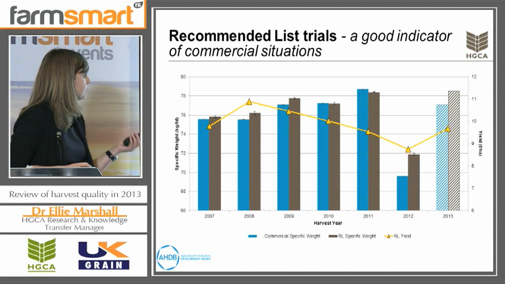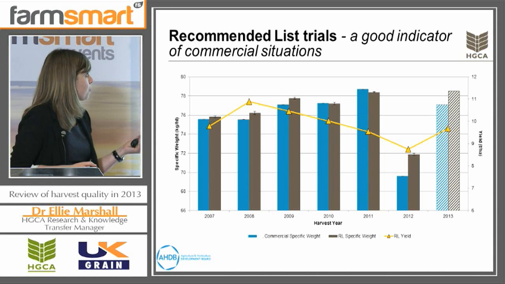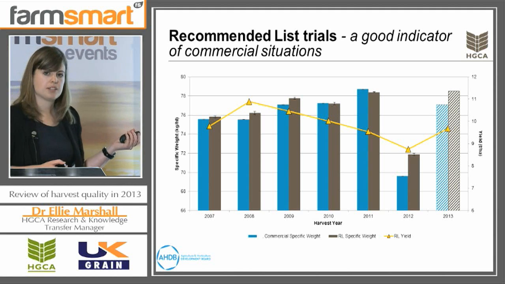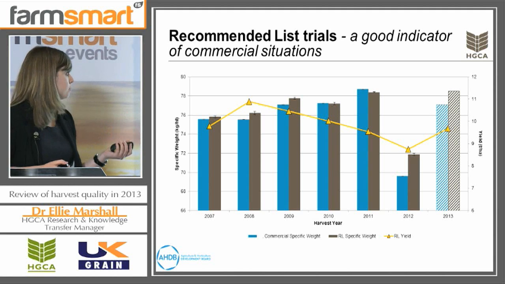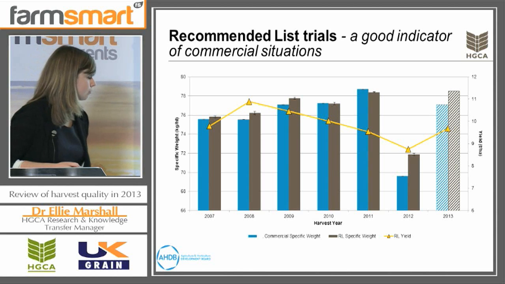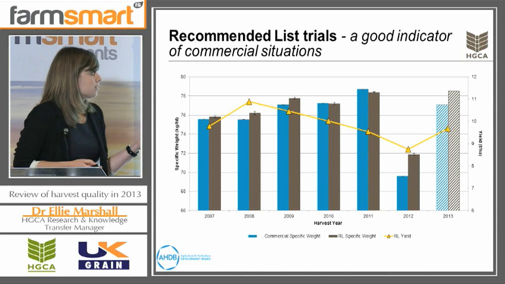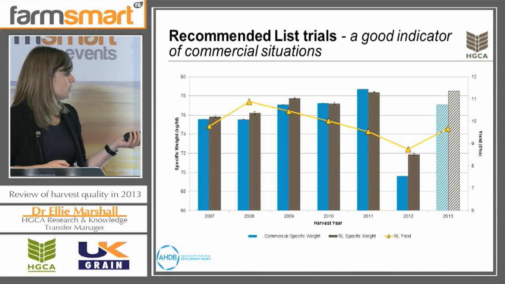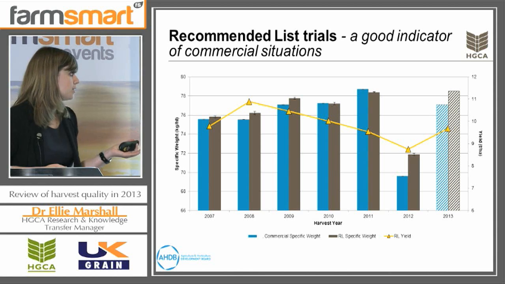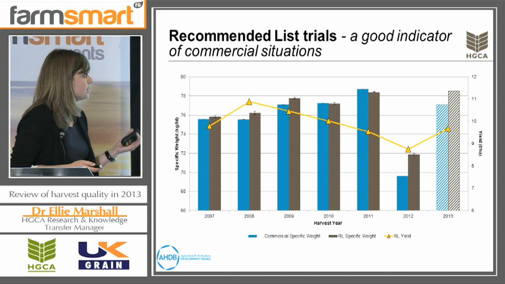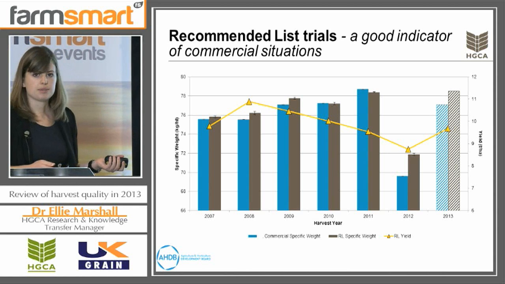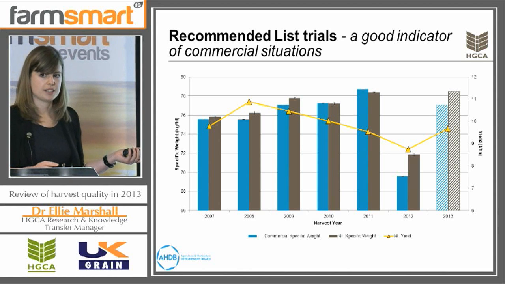So in years such as 2008, it achieved a very high yield, yet the specific weight, there was no difference between the previous year, 2007, which did not produce such a high yield. If we look at 2012, it was a poor year in general. There were low yields achieved and also low specific weight. Whereas 2013, the yields are starting to come up again, and of course, as we've just discussed, the specific weight is also higher.